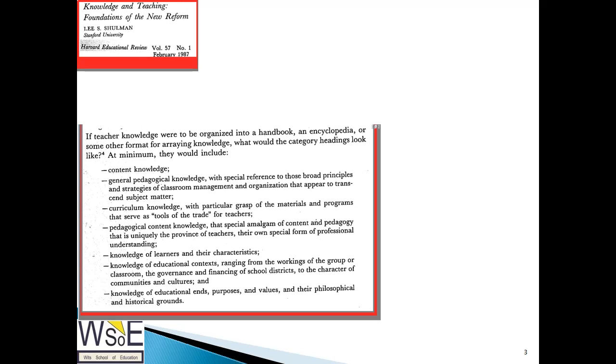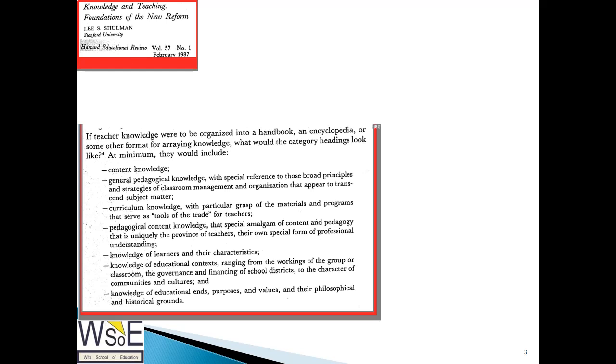You also need knowledge of your learners, specifically the learners in your class, but also of their general characteristics. So developmental stages, ways to motivate teenagers and so on. So you need knowledge of learners and their characteristics.